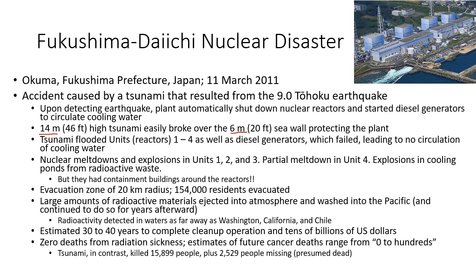A lot of material did end up going into the atmosphere, but more ended up going into the ocean and washed out into the Pacific. The radiation levels were detected all the way from Washington State, California, Central America, South America, like Peru and Chile. The cleanup operation was estimated to take 30 to 40 years, and it's going to cost tens of billions of dollars. But there were no deaths from Fukushima.